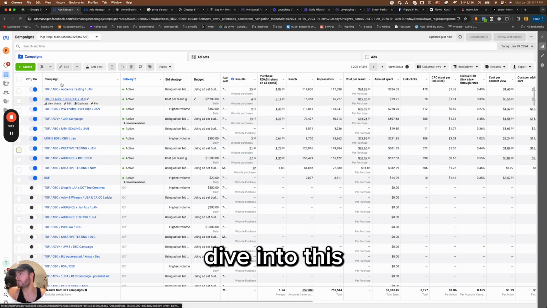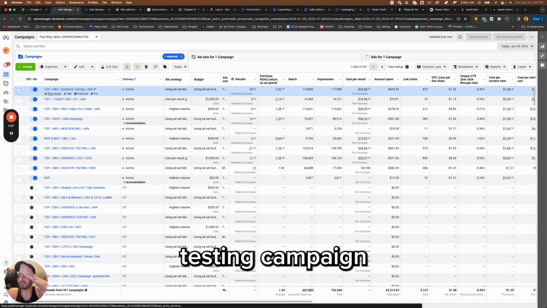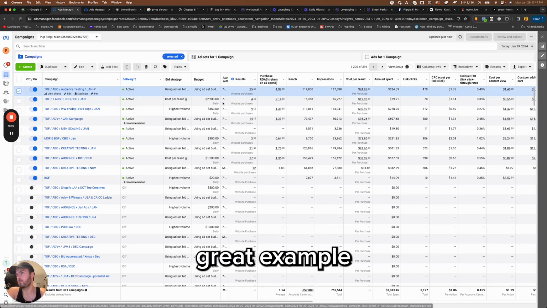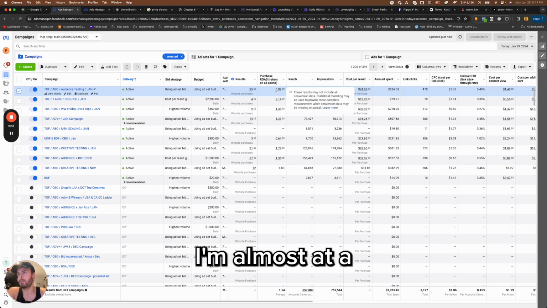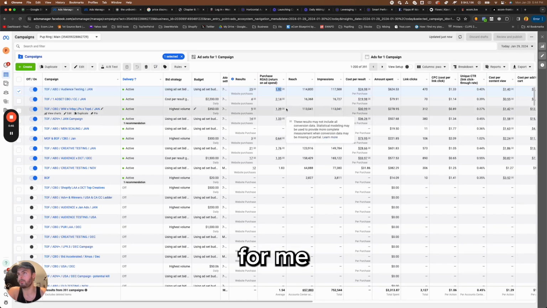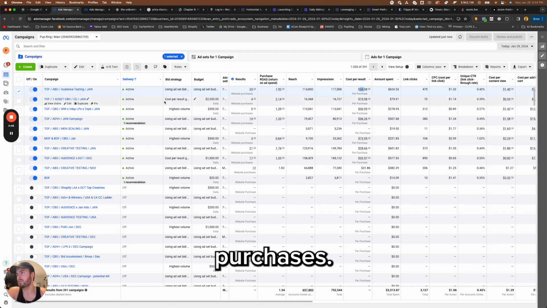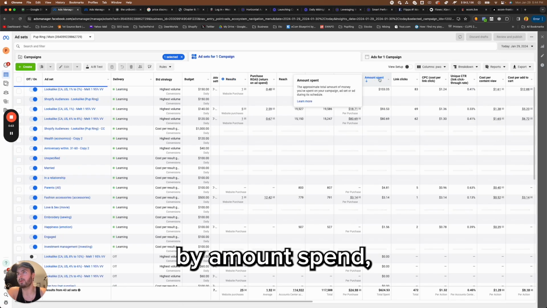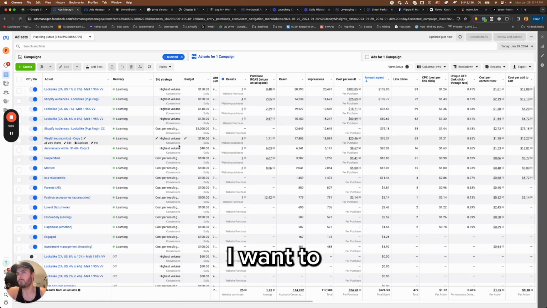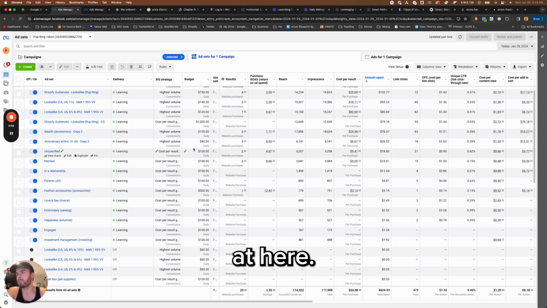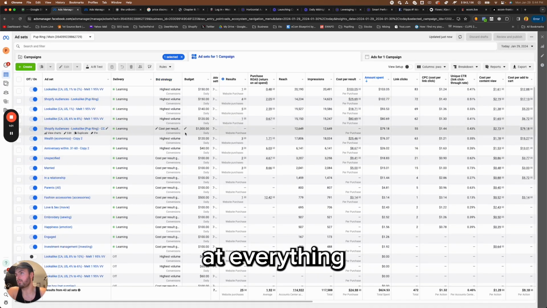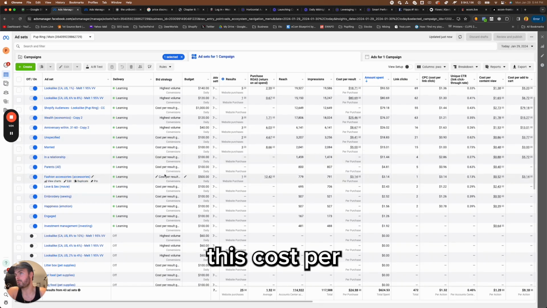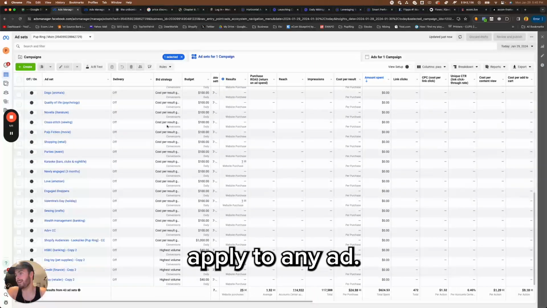Cool. So let's just dive into this ad setup here. This is an audience testing campaign that I have going on, and I think it's a great example of how I'm approaching things. You can see here I'm almost at a 2 ROAS, which is great for me, at about $24 cost per purchase. This is just today. But if we sort it by amount spent, there's a few things I want to look at here. Primarily, I want to look at everything that is using this cost per result cap. Now, this is what's called a cost cap on Facebook that you can apply to any ad.